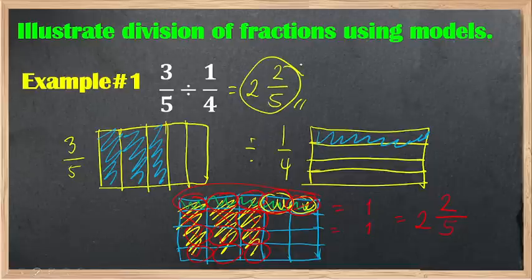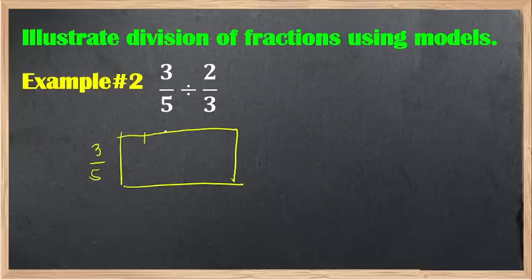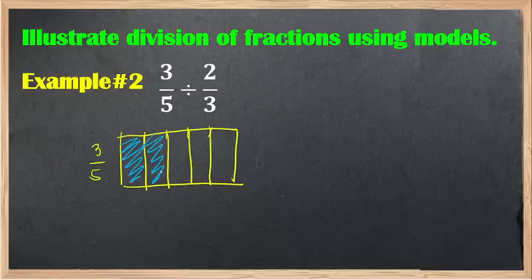Okay? So that's it. Now, let's have another example to further analyze how to divide a fraction using a model. First, we're going to illustrate 3/5. We have 1, 2, 3, 4 to make this one 5 equal parts, and then the shaded region is equivalent to 3. 1, 2, 3. As you can see, this illustration is in vertical form.